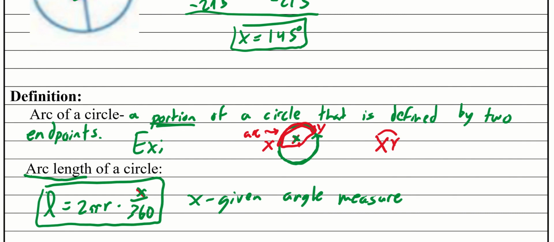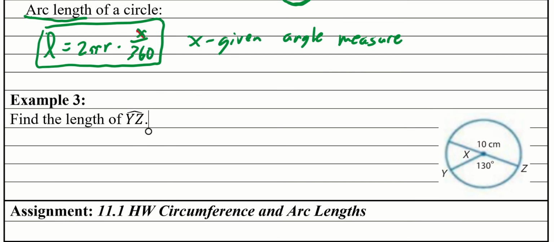Okay, so last example here, practicing this a little bit, making sure we understand what it is referring to. Let's say we're given this circle and we want to find the length of YZ. So I'll go ahead and label that on my picture. It wants us to find this curve length.